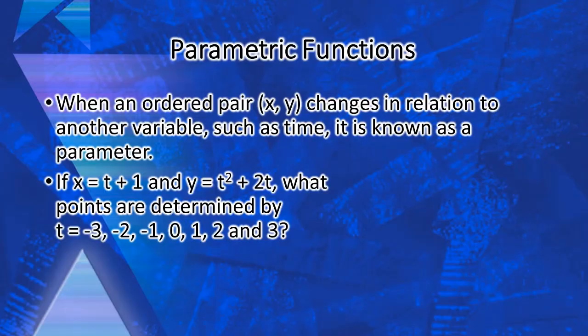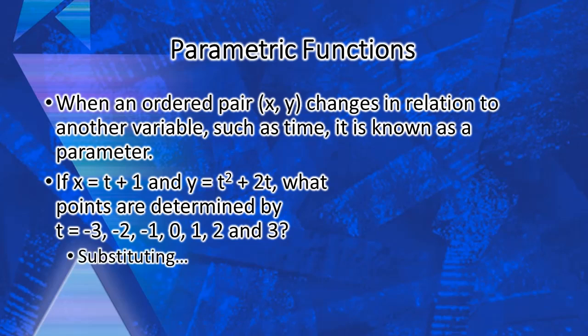We have certain parameters that must be met in order for us to solve particular types of problems. If x is equal to t plus 1 and y is equal to t squared plus 2t, what points are determined when t is equal to negative 3, negative 2, negative 1, 0, 1, 2, and 3? Well, I'll give you a moment to think about it. How do you think you would find this particular portion out?